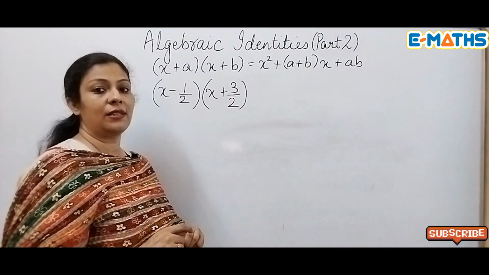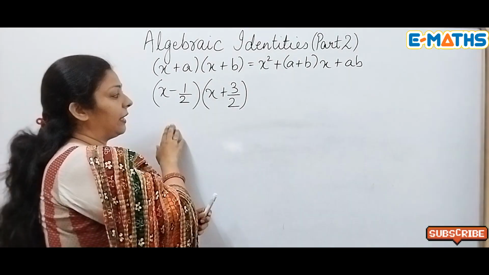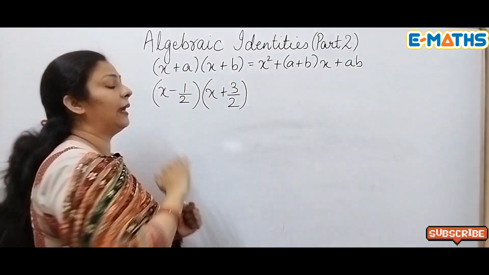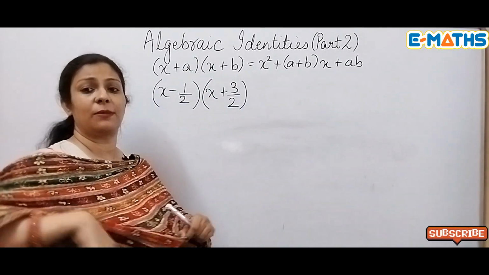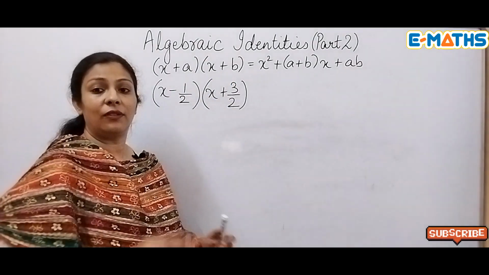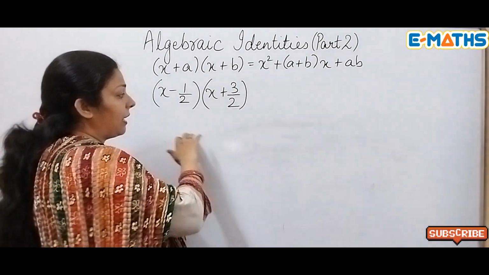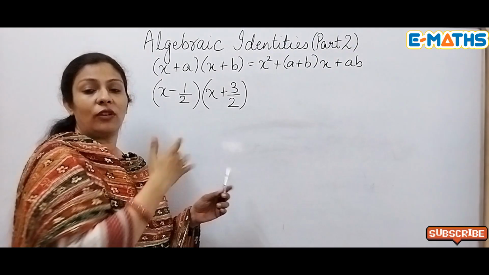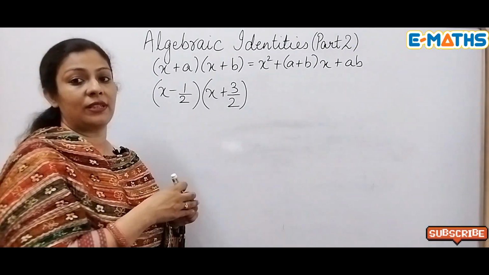Now I have taken the question (x minus 1 by 2)(x plus 3 by 2). But I have kept my identity the same. I am not going to change my identity. But when I write down the values of x, a and b, I will look at the sign also, if it is different.